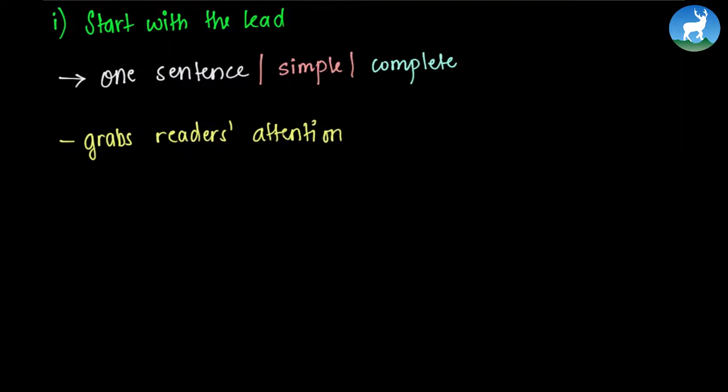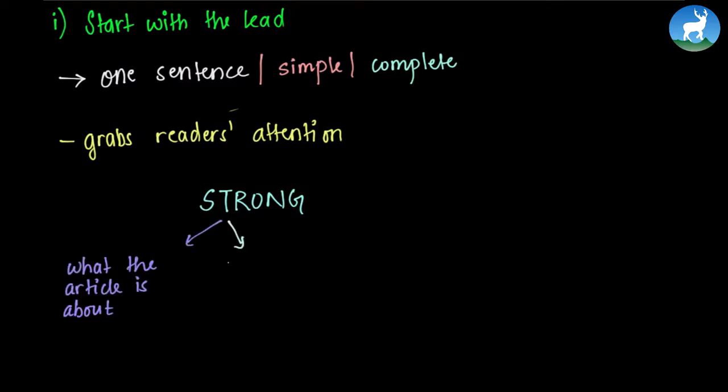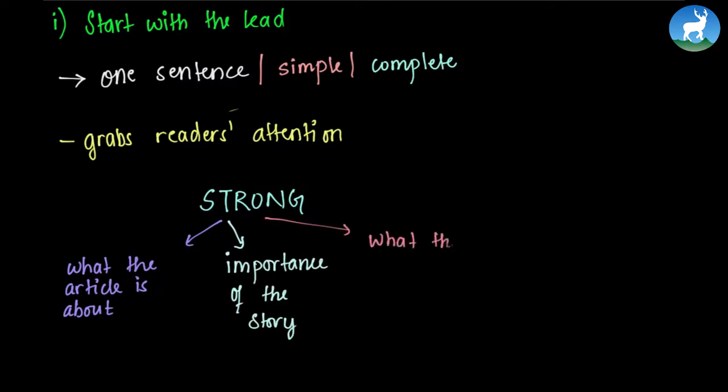Your readers will find the importance of the story through your lead. Also, they will get to know what the rest of the article will contain. So your lead statement should really be strong. Strong enough to let your readers know what the article is about, the importance of the story, and also what the rest of the article will contain.